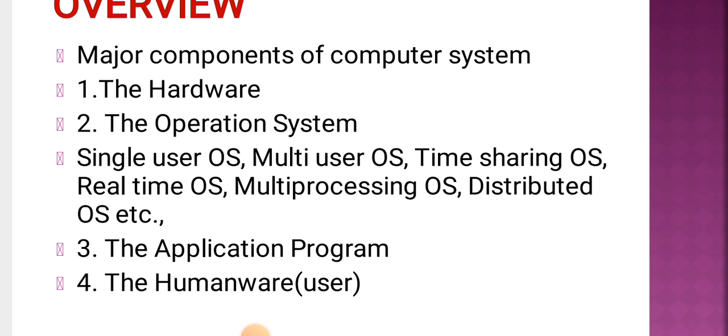What are the applications we have installed in our system? That is the application program. And last one, humanware, that is user. So we are also one of the components of the system. So totally 4 major components are there. First one is the hardware, second one operating system, third one application program, and fourth one is the humanware.